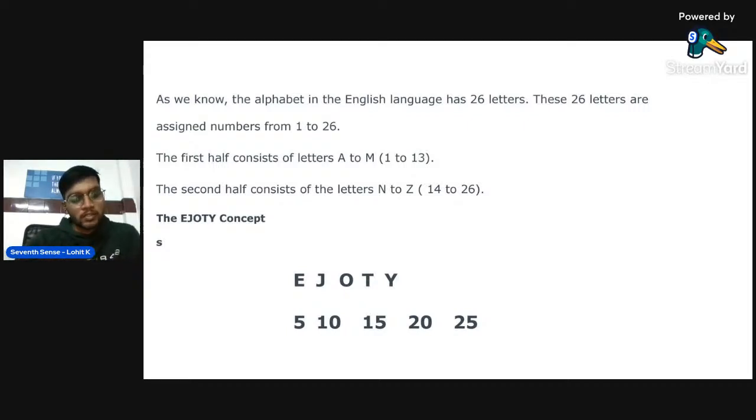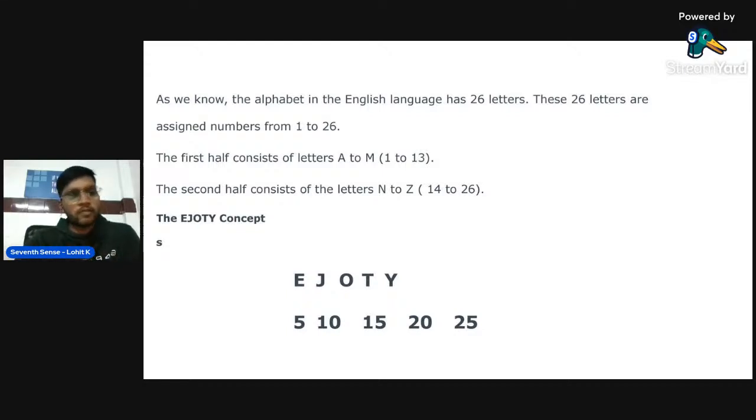How? Suppose I'm saying I here, and you know the letter series, right? You know the alphabetical series, that after I, J comes. So what is the number of J here? J is 10. So what could be the number of I? I is 9, because that is J minus 1, that is 10 minus 1, which is 9 here.